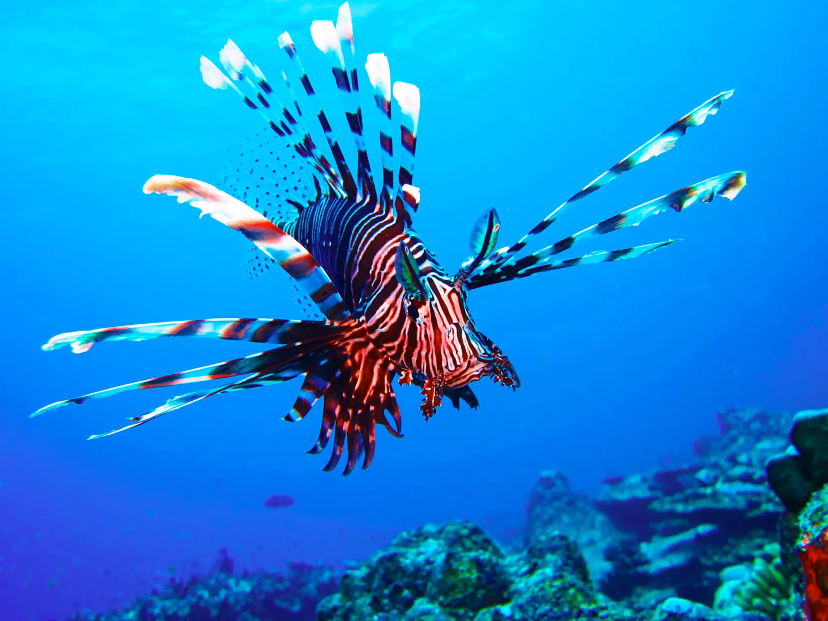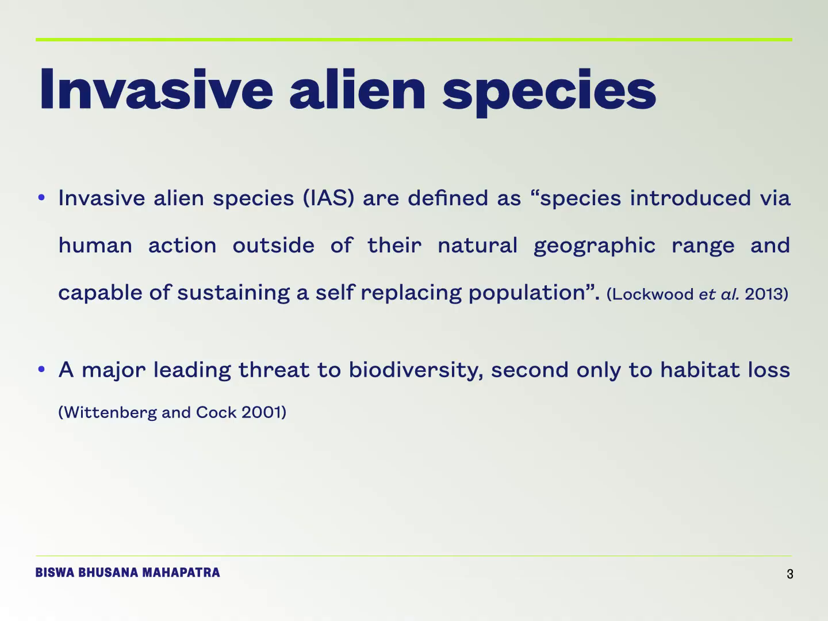Similarly, there are lots of invasive species. Here we can see how invasive species have adverse impact on biodiversity, ecosystem services, economy, and human health. For better management, we need to know their distribution and the factors responsible for their introduction. Like we saw in the case of lionfish, alien species are defined as species introduced by anthropogenic factors outside of their natural geographic range and which are capable of sustaining a self-replacing population.